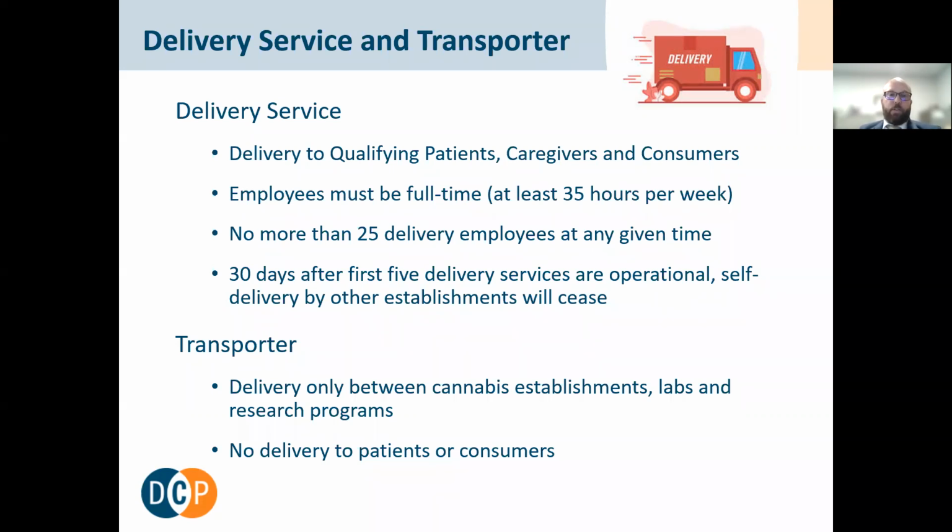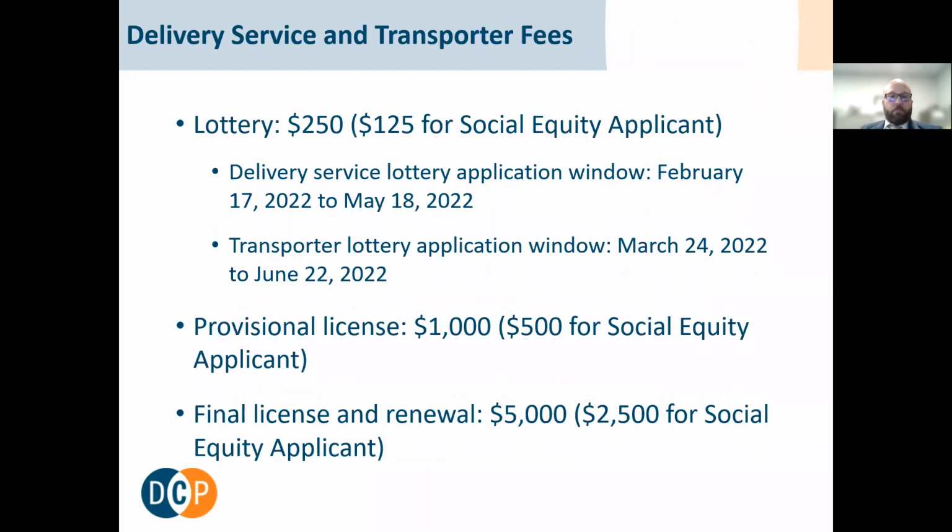The big difference between these two credentials is that a transporter is from establishment to establishment. The delivery service can deliver to the end user or the final user. The fees are outlined there. The delivery service lottery application window is February 17th to May 18th. The transporter is March 24th to June 22nd.